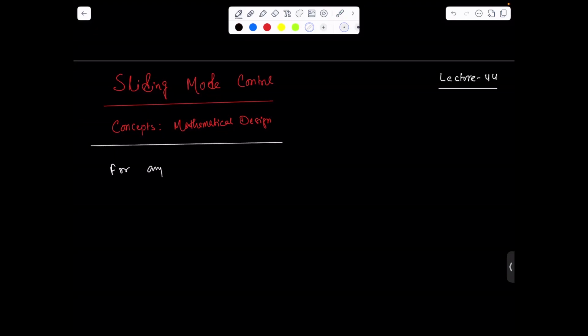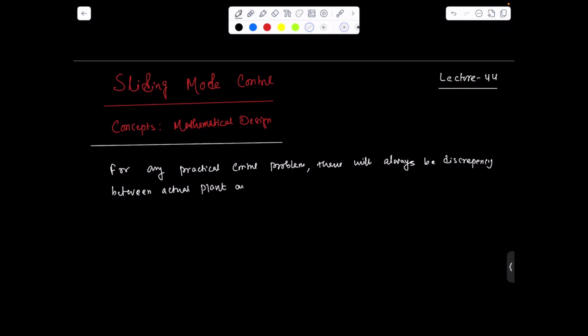for any practical control problem. There will always be discrepancy between the actual plant and its mathematical model used for the controller design.